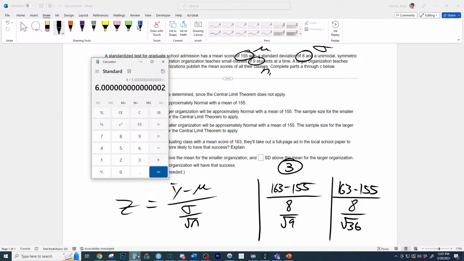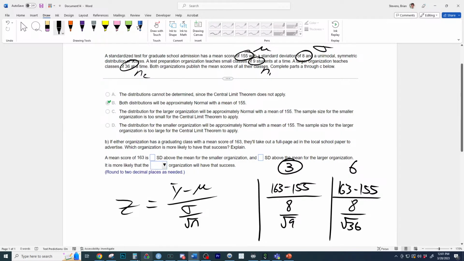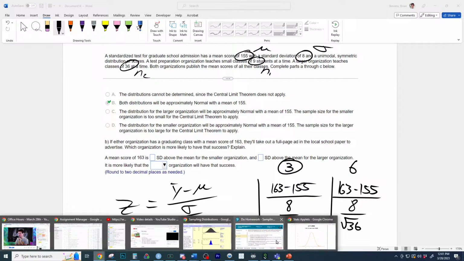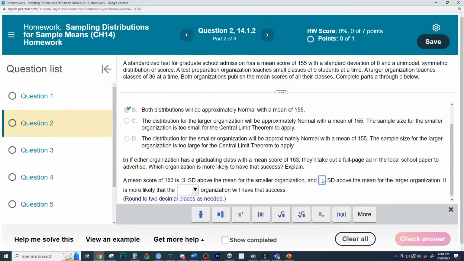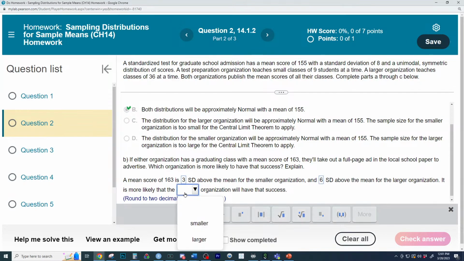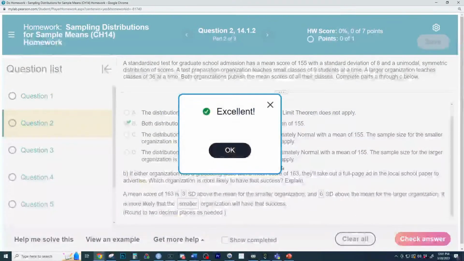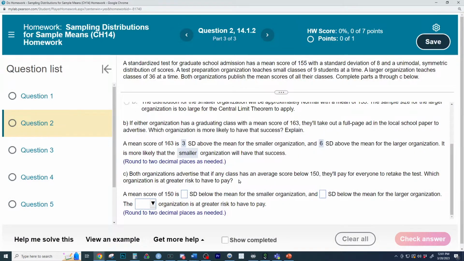How did the decimals get out? Because it didn't hear 6. So 3 and 6 it should be. Let's find out. For the smaller organization, it's 3. For the larger organization, it's 6. It is more likely the smaller organization will have the success. There we go. Read it correctly this time.